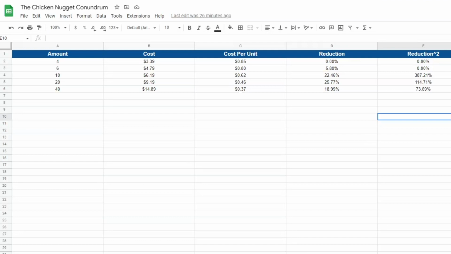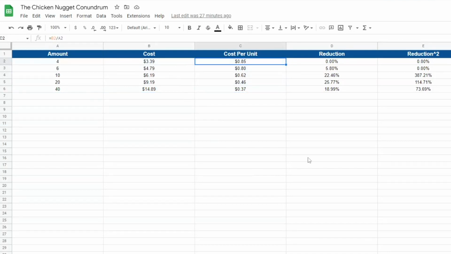The total counts that McDonald's actually sells are 4, 6, 10, 20, and 40. And unfortunately, they don't accommodate YouTubers with idiotic ideas. I have this data right here that shows how many there are in a pack, how many nuggets you're gonna get, the cost, and then the cost per unit. So this is how much you're gonna pay for every single one of those little beautiful chicken nuggets.